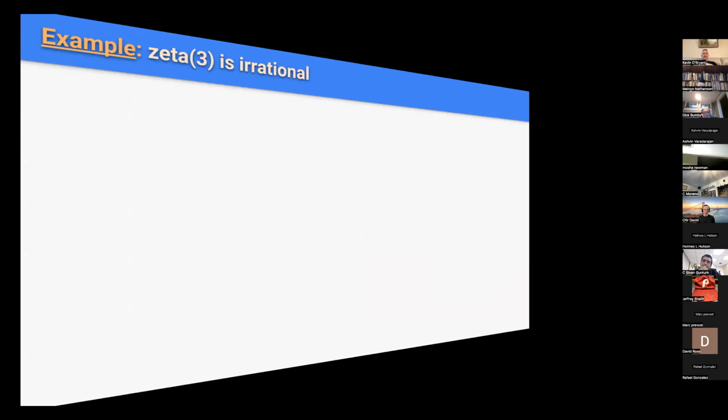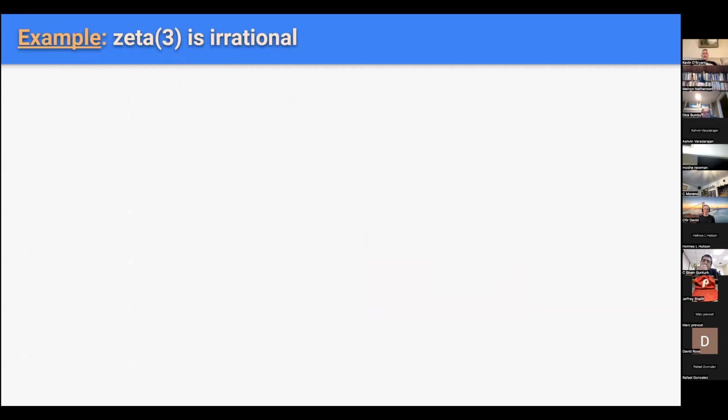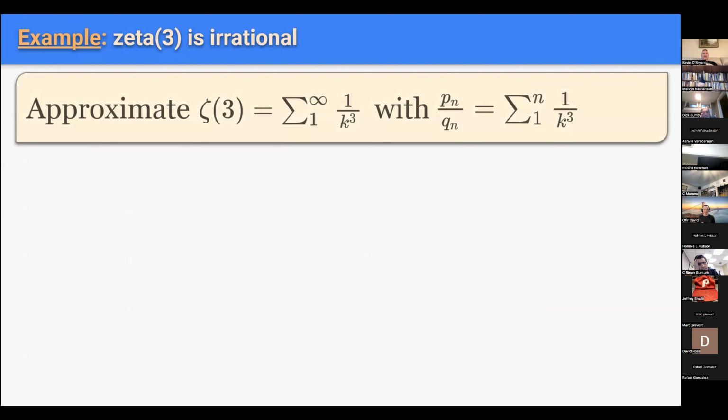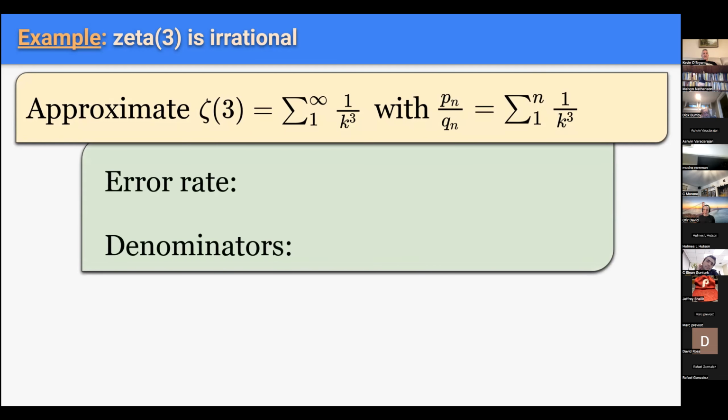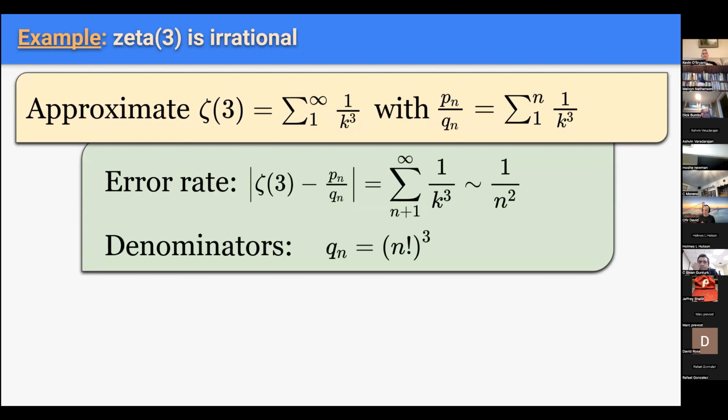Let's see an example. And I will work with zeta 3 because this is the main player in our game. So let's take the standard rational approximation, the sum from 1 to n of 1 over k cubed. And if I want to apply the irrationality testing, then I need the error rates, and I need the denominators. So the error rate is just the tail of the sum. So you go from n plus 1 to infinity of 1 over k cubed, which is more or less 1 over n squared. And to compute the denominators, we have a sum of many rational numbers. So for example, we can take the product of the denominators there, which is just n factorial cubed.